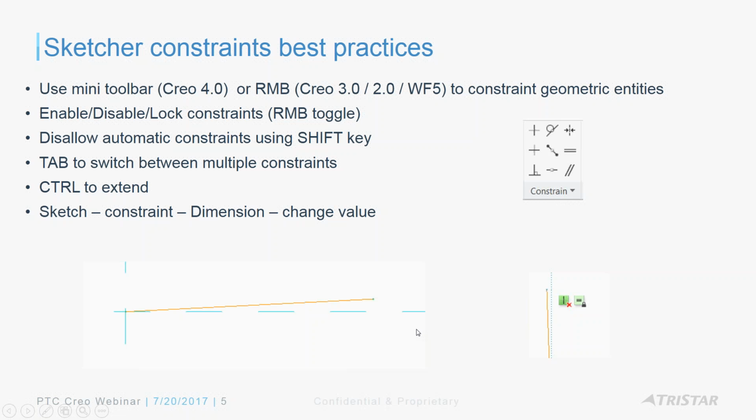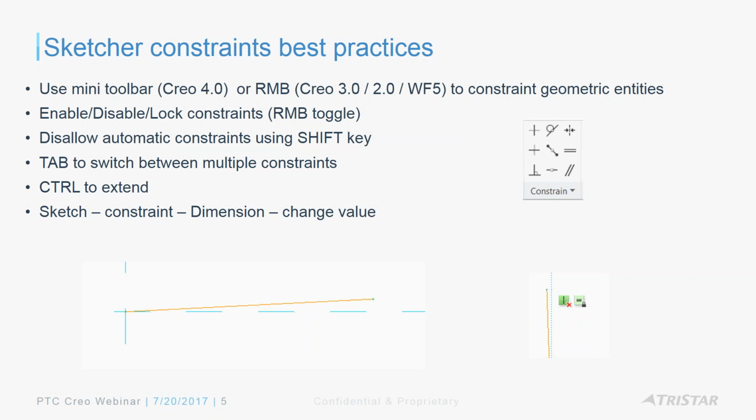Some of the best practices here around constraining that might come in handy, whether you are using Creo 4 or Creo 3, right? The right mouse button before Creo 4 and now the mini toolbar is a quick access to all the 9 constraints you have. Depending on what you select, it automatically gives you those constraint options. As well as when you add constraints, you can quickly enable, disable lock constraints.